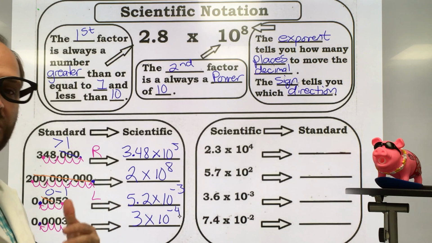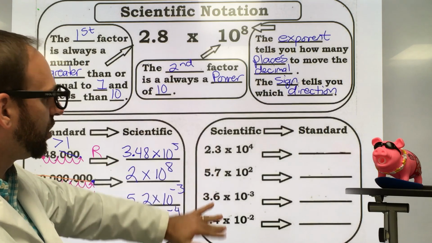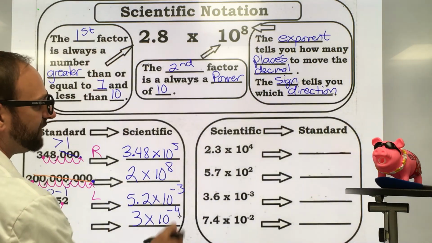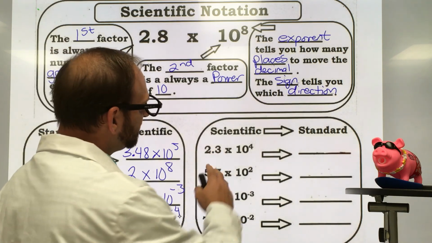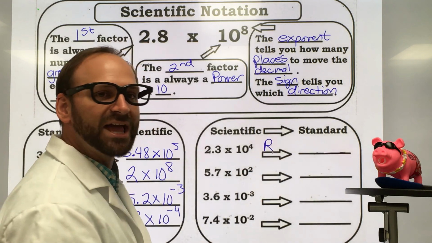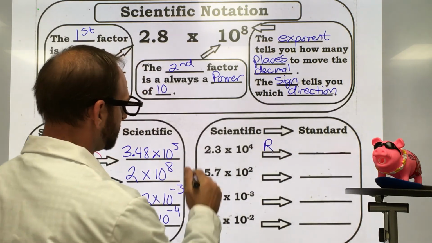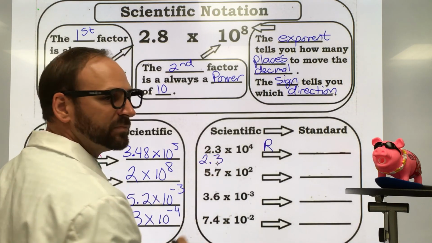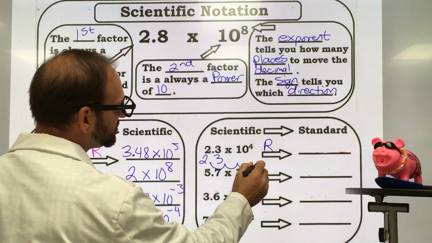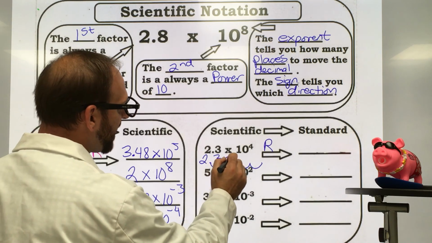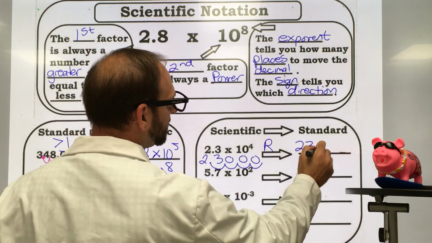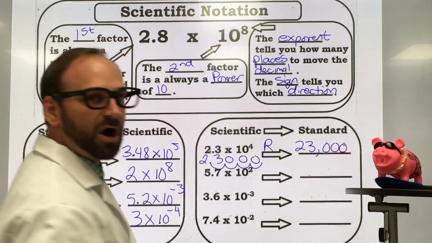Now, we also need to be familiar with how to convert numbers that are already written in scientific notation back to standard notation. So let's take a look at that. For this first one, 10 to the 4th, I've got a positive exponent. That tells me to move the decimal to the right 4 places. So I've got 2.3, and I'm going to move this decimal 1, 2, 3, 4 places to the right. I'm going to fill these gaps in with zeros, and then my final number would be 23,000.